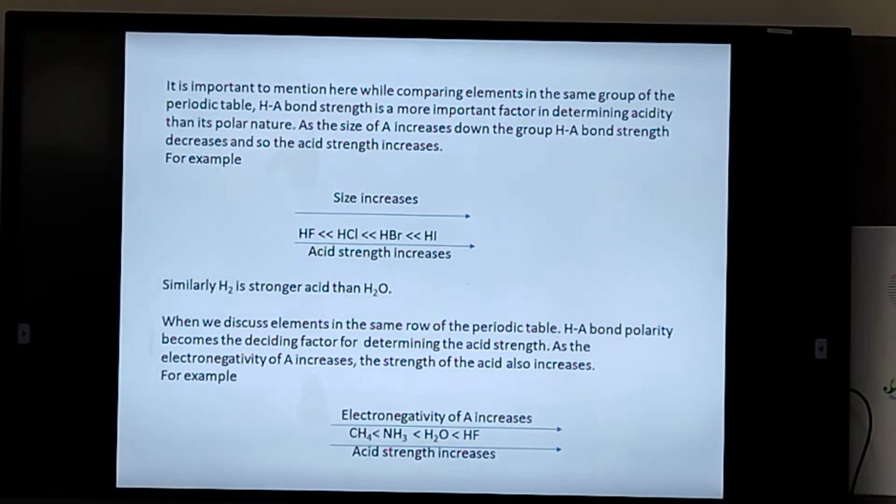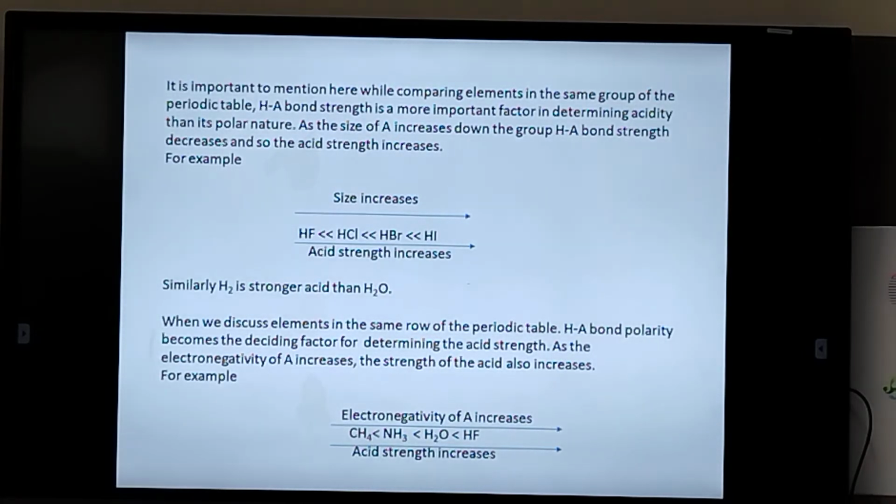When we discuss elements in the same row of the periodic table, H-A bond polarity becomes the deciding factor for determining the acid strength. As the electronegativity of A increases, the strength of the acid also increases. So in acid strength, HF is more acidic than H2O, H2O is more acidic than NH3, and NH3 is more acidic than CH4.